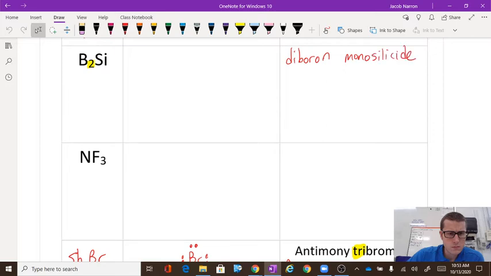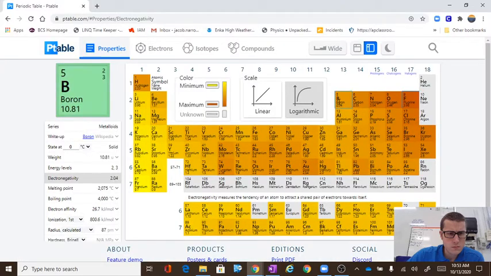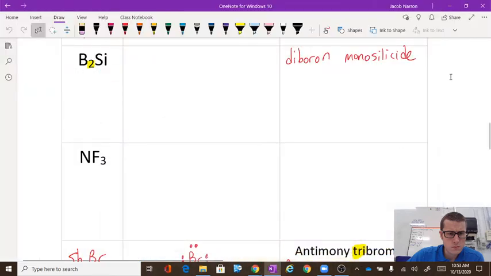So we have diboron monosilicide. Now let's figure out what's going to be in the middle. Is it going to be boron? Is it going to be silicon? Let's take a look at our electronegativity. Boron is over here with 2.04, and silicon just barely has lower electronegativity. And so silicon has less electronegativity. Silicon is what it's going to be. So Si goes in the middle, like so. We got 2 borons flanking it, B and B.